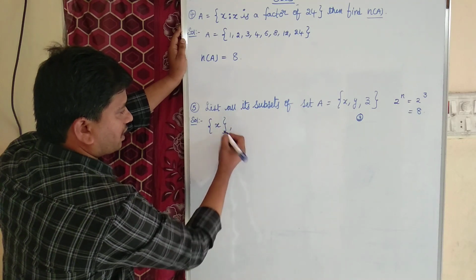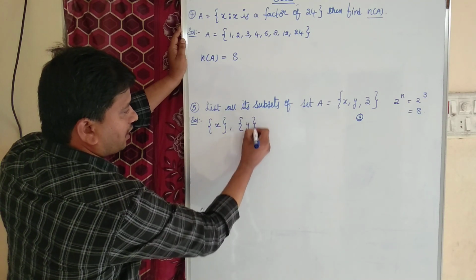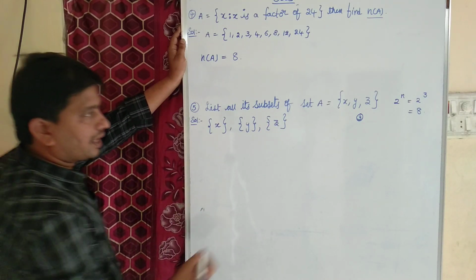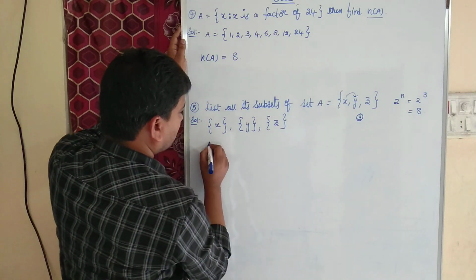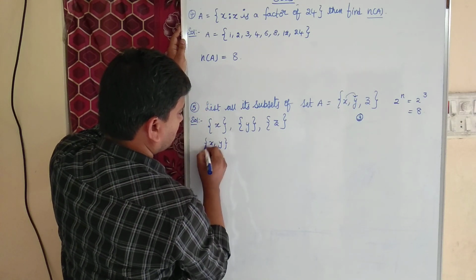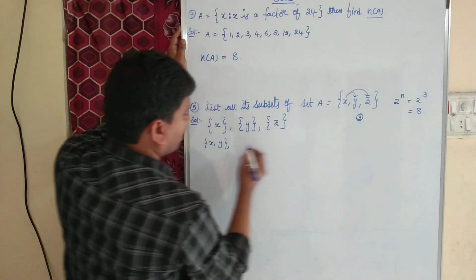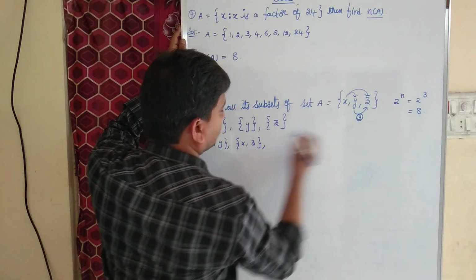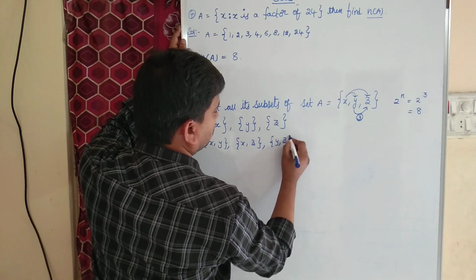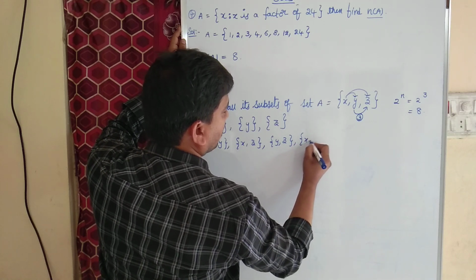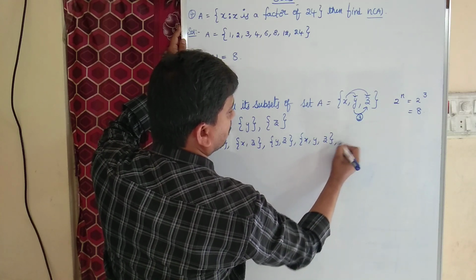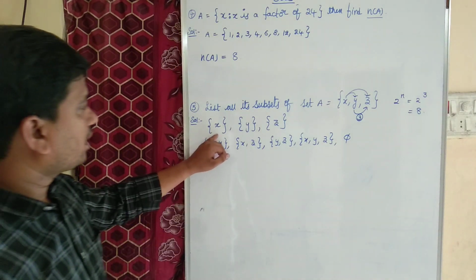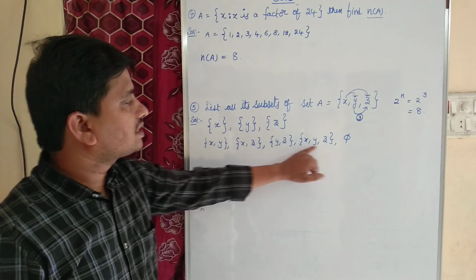First the individual elements x, and then y, and then z. Okay? And then combinations: x y, xz, and then yz. Every set is a subset of itself and the empty set is a subset of every set. Totally we got 1, 2, 3, 4, 5, 6, 7, 8.